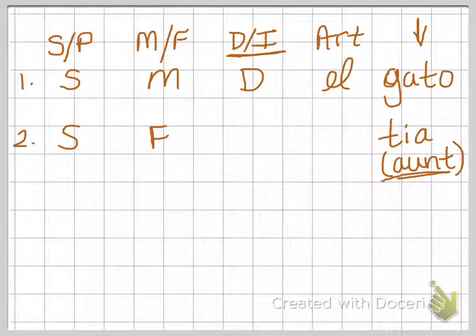And then, remember, this column is one I would give you, the definite or indefinite article. So let's say this time we're given indefinite article. We need to find the indefinite article. Alright, so singular feminine indefinite is una. Una tía. Alright, we're going to do one more example here.